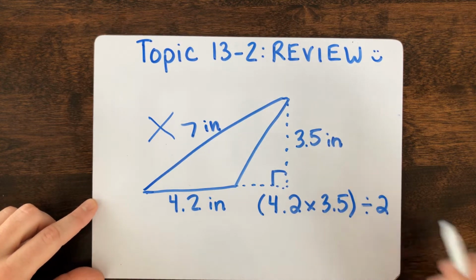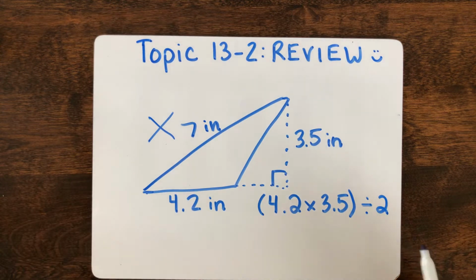So what we need to do is 4 2/10 times the height of 3 5/10, and then we're going to divide by 2. So a lot of people for this one forgot to divide by 2 after they did their multiplication. So again, you will probably get a decimal because you're multiplying decimals. So let's do this real quick.